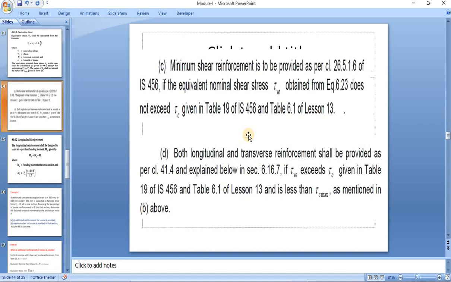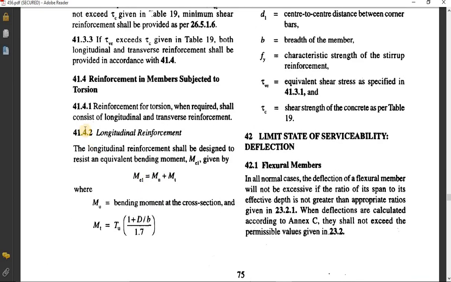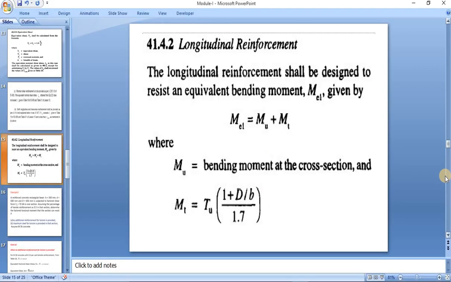These are all the things we have studied in previous sessions. This is the requirement for minimum reinforcement, and which table is to be followed for calculation of tau c and tau c max. Longitudinal reinforcement, that is 41.4.2, is given over here. The same snapshot I have attached in the presentation. Till here we have studied in previous sessions.